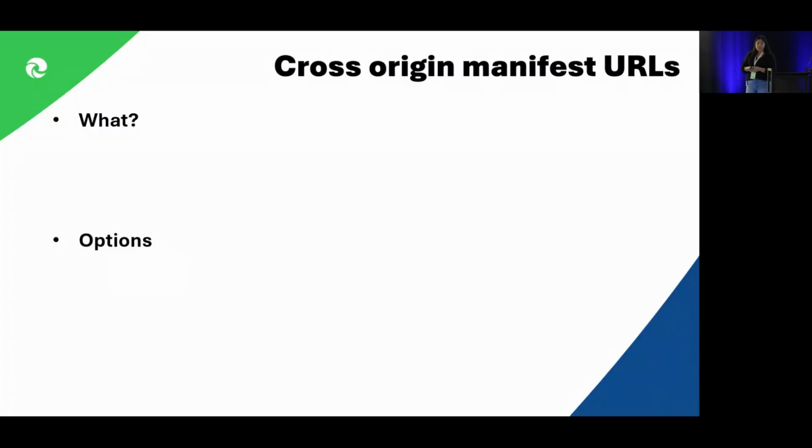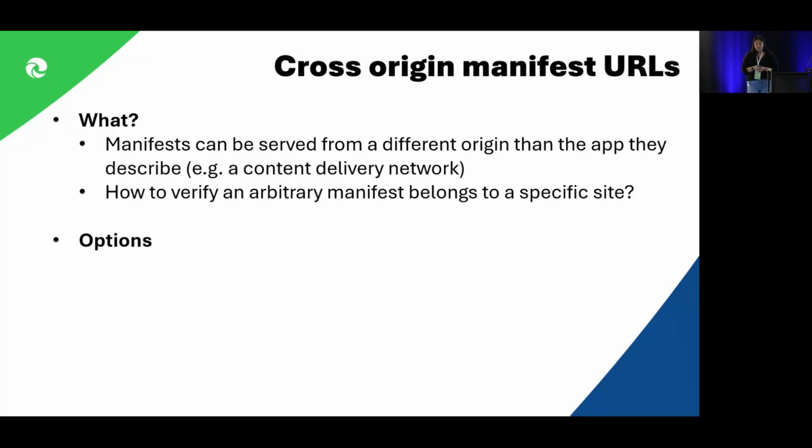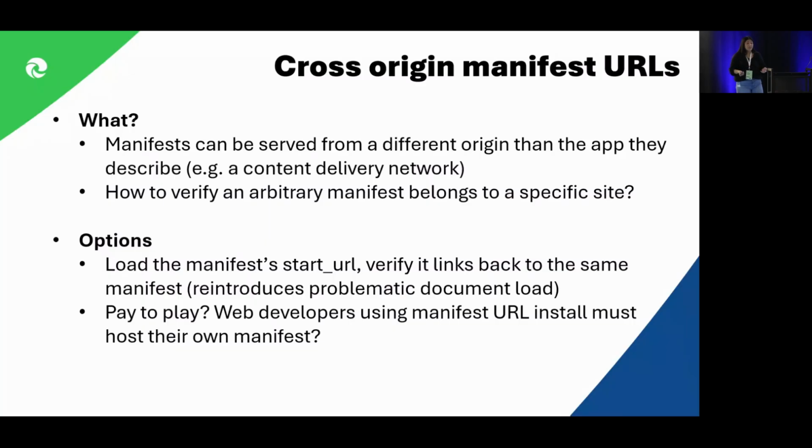The next issue is cross-origin manifest URLs. Manifests can be served from a different origin than the app that they describe, primarily to allow for content delivery network use. So then the question becomes, how can we verify that some arbitrary manifest link actually belongs to a specific site? Well, we could pull the start URL out of the manifest, load it, and verify that it links back to the original manifest, but that reintroduces the whole problematic document load. We could also make it pay to play.